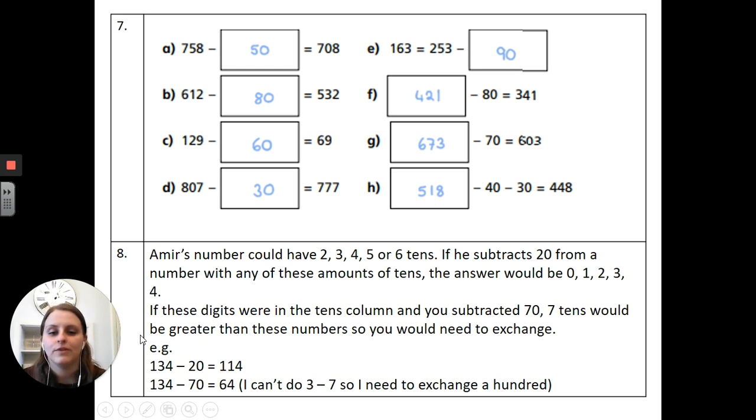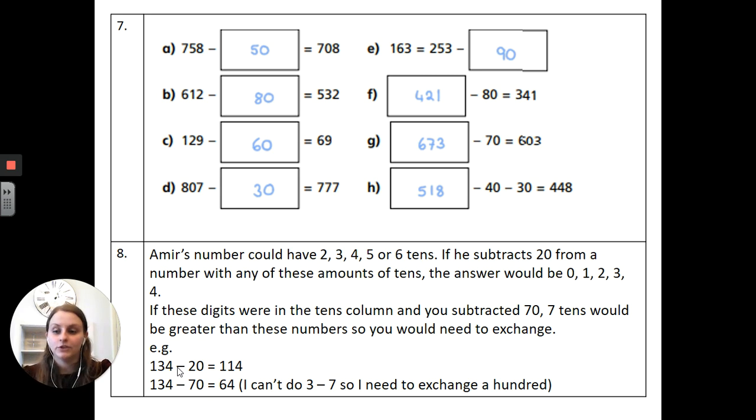Then if these digits were in the tens column, you could then subtract 70. So 7 tens would be greater than these numbers, so you would need to exchange. Now, so 70 is bigger than 6. So then once I've got to 7 tens, 8 tens, or 9 tens, I wouldn't have to do an exchange, so those wouldn't be correct. So there's an example here so you can see. So if I did 134, subtract 20, it's 114. Whereas if I do 134, subtract 70, it's 64, because I can't do 3 take away 7, so I need to exchange 100.